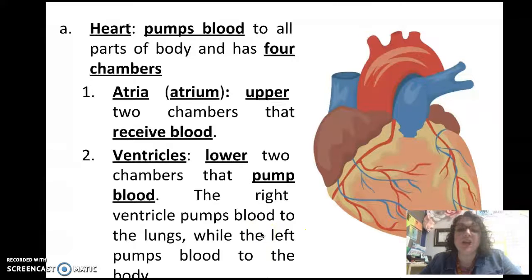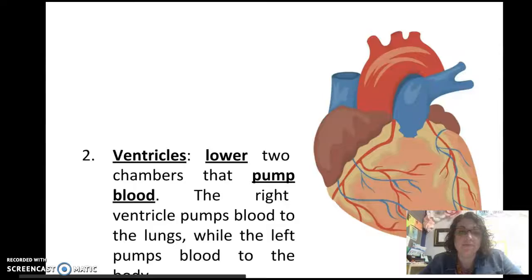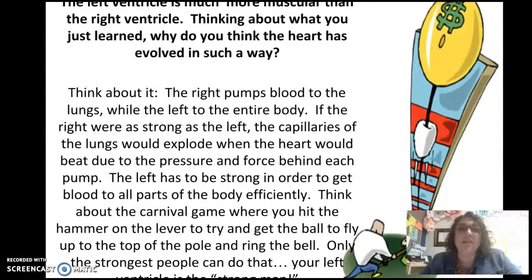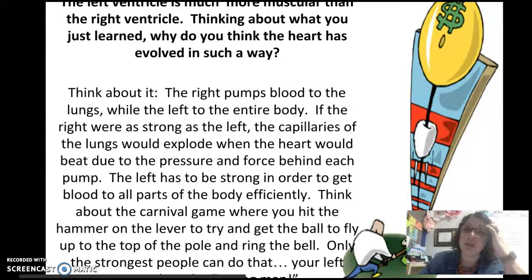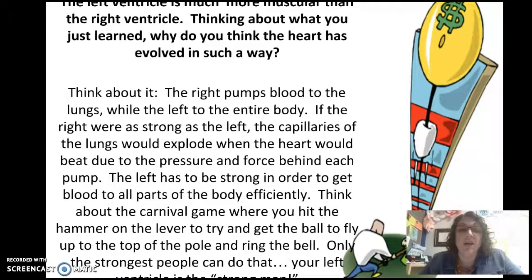So which side of the heart do you think has to have a bigger muscle? The left side that pumps to the body or the right side that pumps to the lungs? The left ventricle is much more muscular than the right ventricle. Thinking about what you just learned, why do you think the heart has evolved in such a way? So kind of as we were saying, the right pumps to the lungs, and if it pumped too hard, it would kind of hurt your lungs, where the left has to be really strong because it has to get the blood through your entire body.